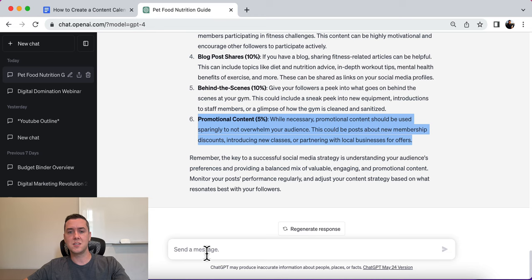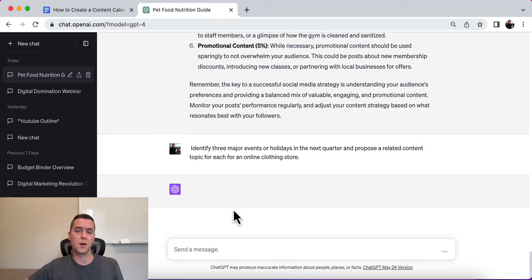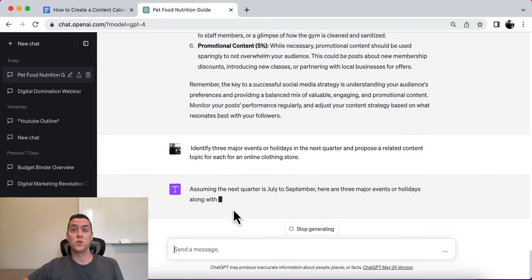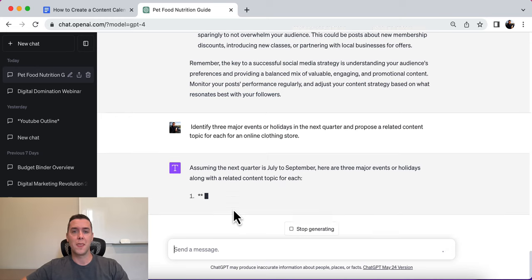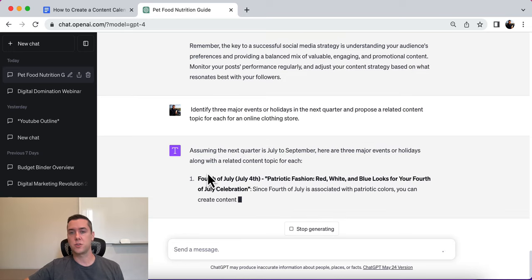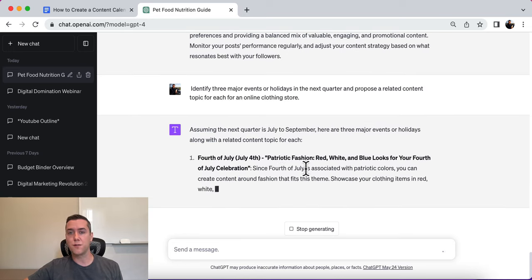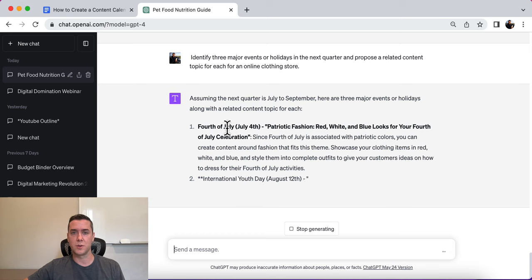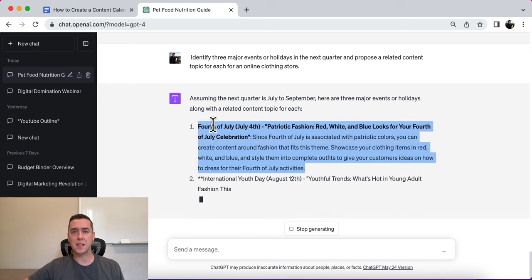All right, so let's see what types of events or holidays would help us promote our clothing, right? So here it is. Assuming the next quarter is July to September, which it is, here are three major events or holidays. All right, 4th of July, perfect. Patriotic fashion, red, white, and blue looks for your 4th of July celebration. Perfect. Exactly what we talked about.